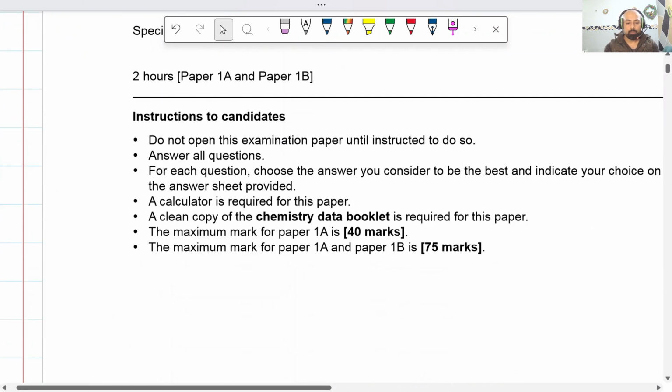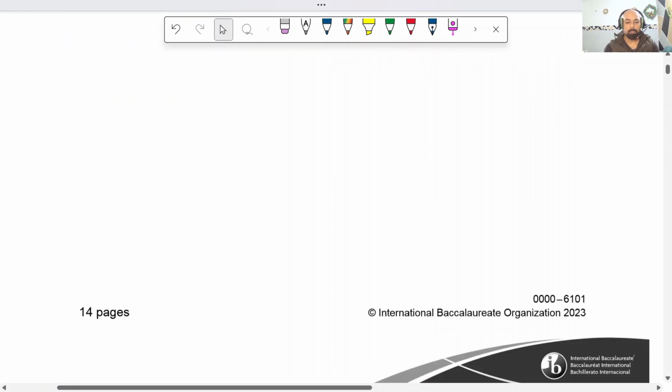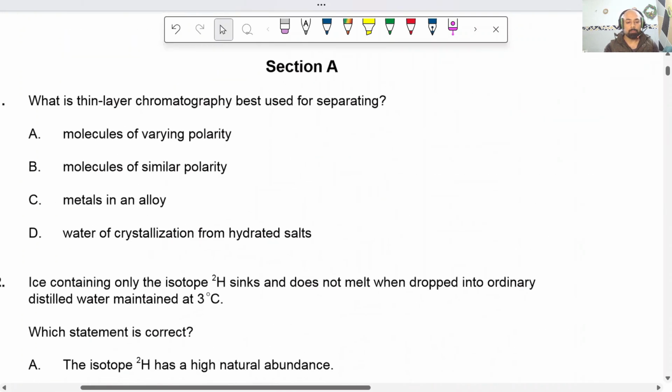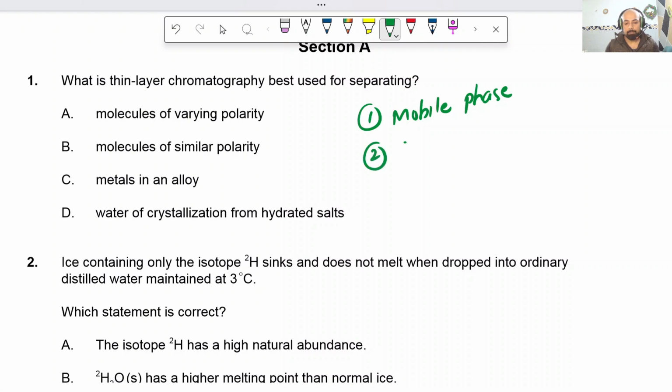As you all are familiar with Paper 1A, in Paper 1A you have to attempt 40 multiple choice questions. Now, let's start with the very first question. What is thin layer chromatography best used for separating? Now, we all know that thin layer chromatography has two phases. One is the mobile phase and another one is the stationary phase, right?